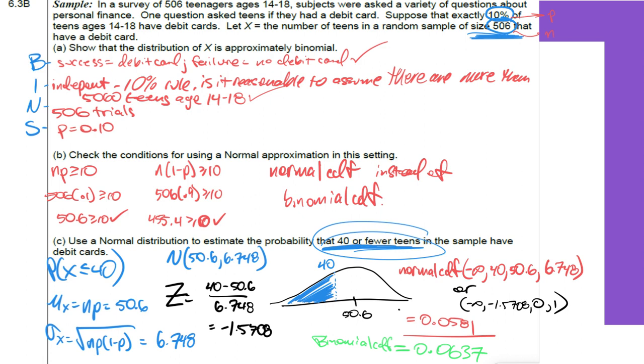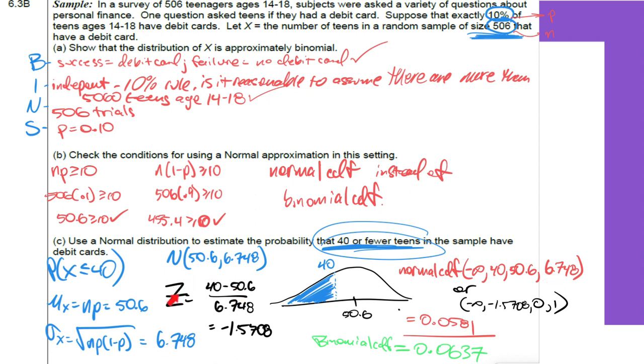So here's my normal curve. This is the mean, and I'm looking for the probability that in this sample, there are 40 or fewer teens with debit cards. So on my calculator, because we're using normal CDF, negative infinity is the lower bound, and the upper bound is 40. The mean is 50.6, that's right there. Standard deviation, 6.748, we got that from here.